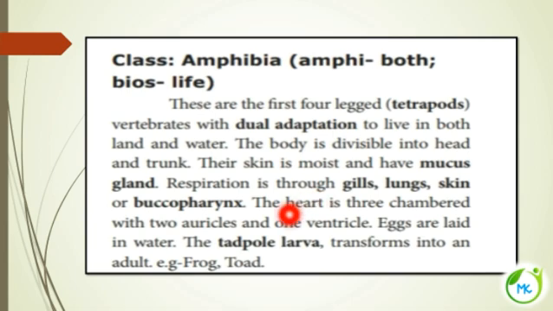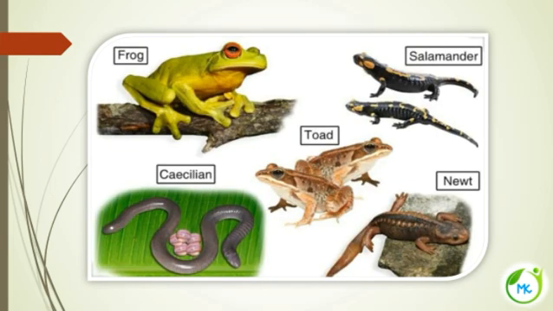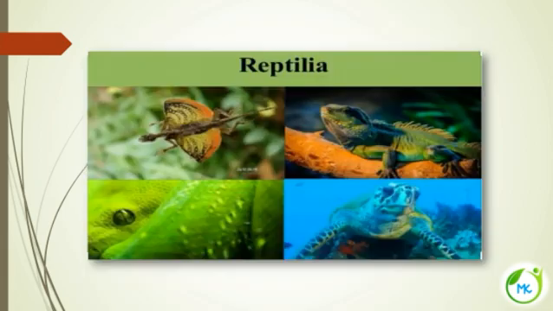That's why eggs are laid in water. And the larval stage of amphibia is referred to as tadpole. And so from egg, the larva will transform into an adult. Example, frog and toad. So here are few examples like frog, toad, and several other examples you can see.